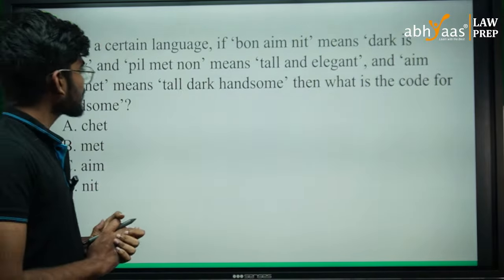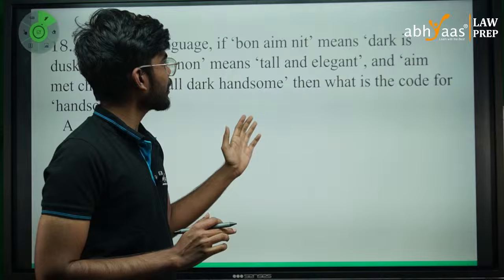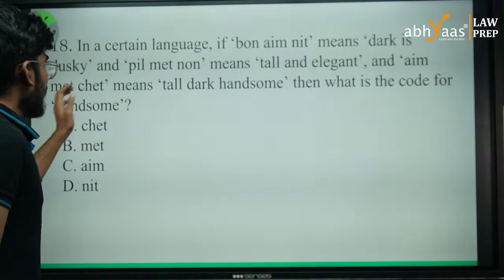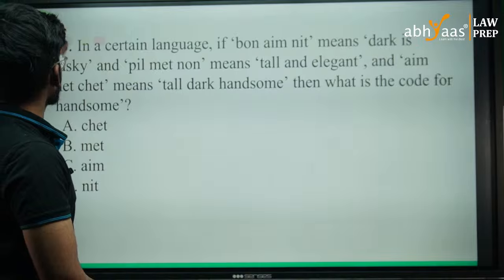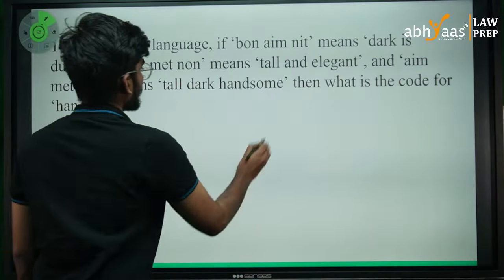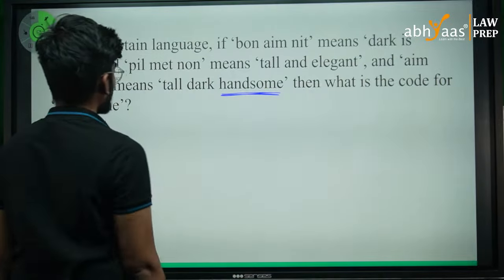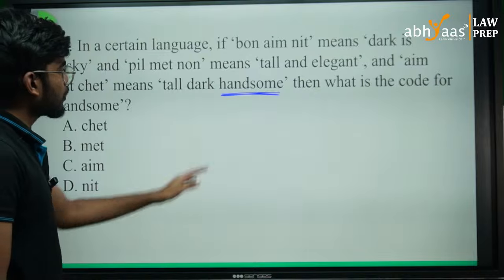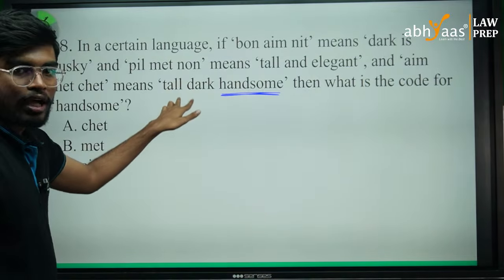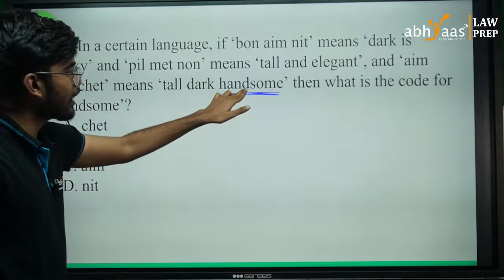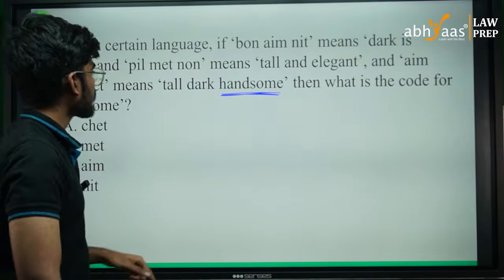In a certain language, if "born aim net" means "dark is dusty" and "pill met non"... it is given, what is the code for handsome? So they asked the code for handsome. To deduce this code, we are supposed to know the codes for tall and dark, so that the remaining will be the code for handsome.